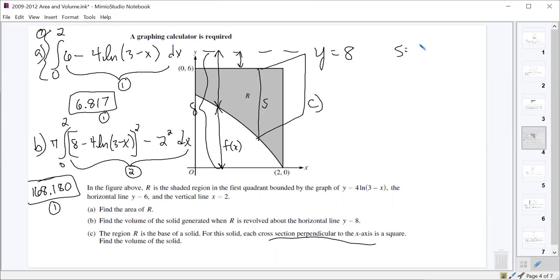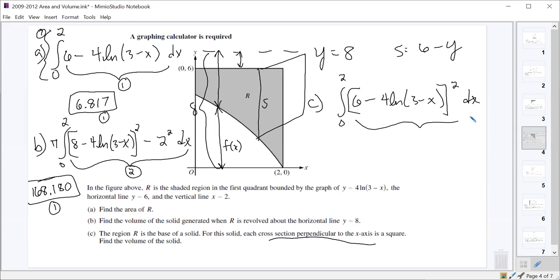I got a little mark there that makes it look like a negative, so get rid of that. 6 minus y. And so we should get an integral from 0 to 2, 6 minus, and then our function is 4 ln 3 minus x. And since it's a square, it should be the side length squared dx. This is worth 2 points. And what was your final answer? 26.266 units cubed. Sounds good to me. And that's worth 1 point.